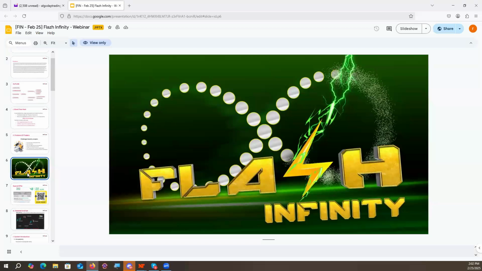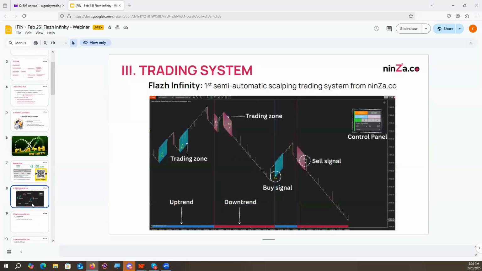But let's talk about Flazh Infinity. So, what is it? It is basically a scalping strategy. What it does is it identifies a trend. First thing it does, it identifies a trend. Then it identifies a zone. Zones are these things over here. We got the blue zones, that's bullish. We got these pinkish zones, those are the bearish trends. The trend is also on the bottom. You can see it clearly. There is a horizontal line, blue again, bullish, and red is bearish.